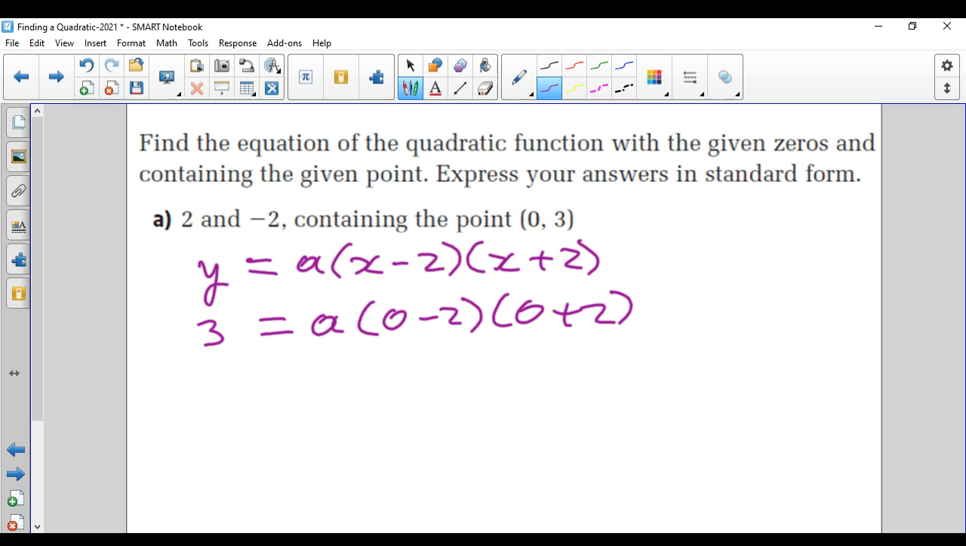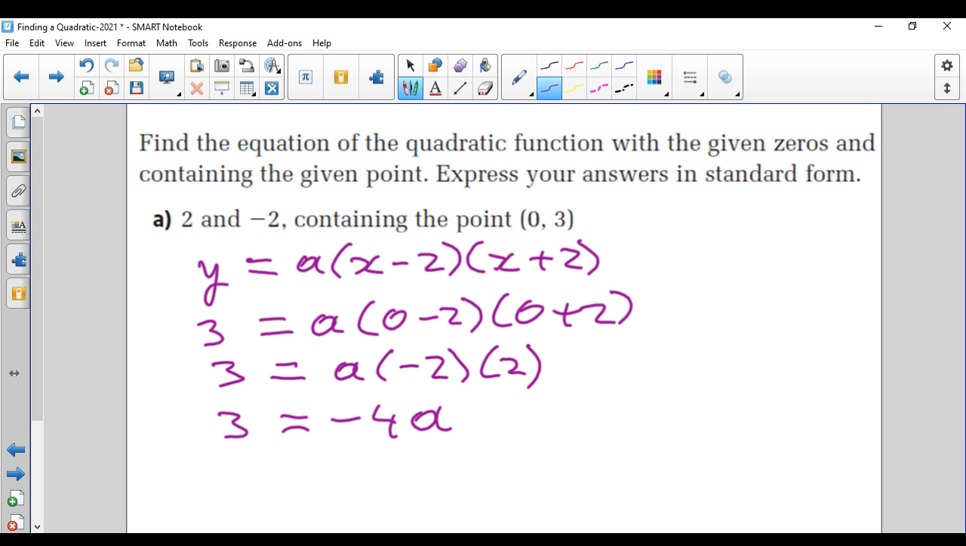Seems simple enough. Of course, if it's 0, it simply means that I'm going to have minus 2 and plus 2, which is equal to the 3. And therefore, minus 4a is equal to 3. And then that simply means that a is minus 3 over 4. So my equation, first of all, put it in factored form, and then we'll change it into standard form afterwards. So in factored form, it would be y equals the minus 3 over 4. We just figured out what the a was.